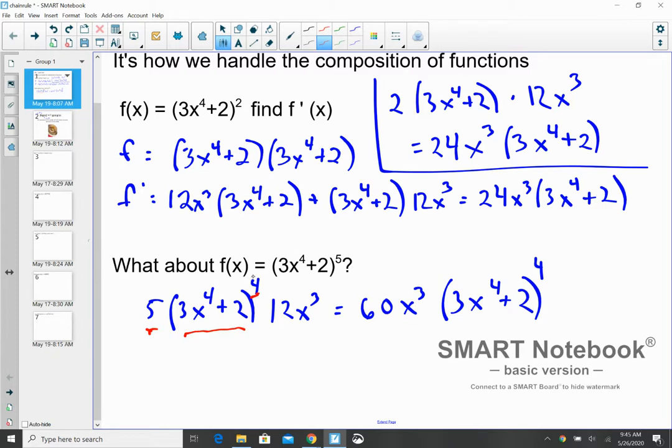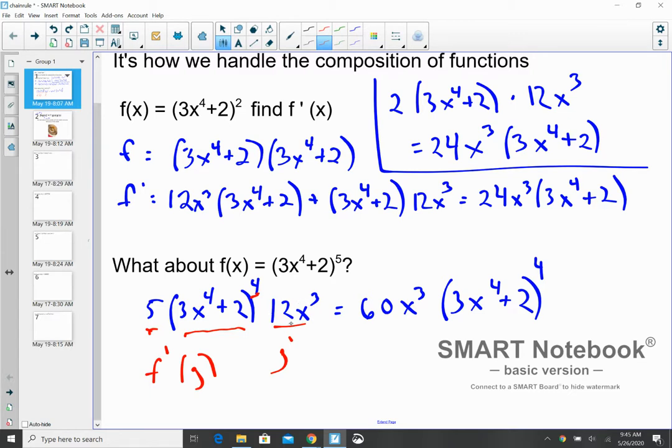So that is like this step here. Think of him as the f prime and the g in my rule that I have on the next slide. And then I needed to go work my way in. I needed to take the derivative of 3x to the fourth plus 2. So this is my g prime. That's the derivative of my inside.